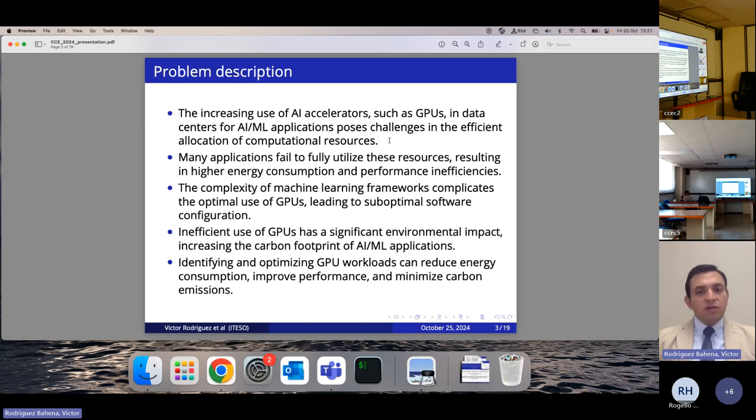Now, the complexity of the machine learning frameworks has been increasing as well. It's not the traditional C or C++ code that only executes as a binary on top of the operating system. Today, we have much more complicated things like Kubernetes, containers, and so on that are highly interconnected across each other, which makes debugging performance bottlenecks much more complicated. So in reality, the inefficient use of these accelerators has a significant environmental impact, increasing the carbon footprint of AI machine learning applications. And identifying and optimizing the GPU's workloads can reduce the energy consumption, improve performance, and minimize carbon emissions.